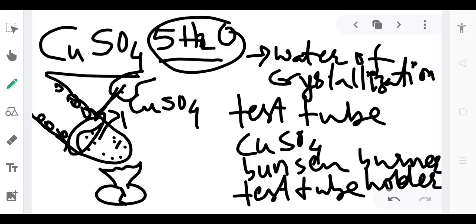From this activity we can understand that even though the salt we are taking, copper sulfate, looks dry, it contains water molecules associated with each copper sulfate molecule. Initially we can see it is dry, but after heating we can see water droplets on the walls of the test tube. So what is the conclusion? Each salt contains water of crystallization, depending on the type of salt. For copper sulfate, water of crystallization is 5 water molecules.